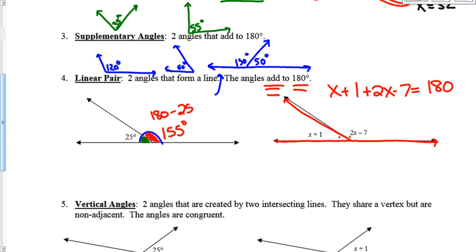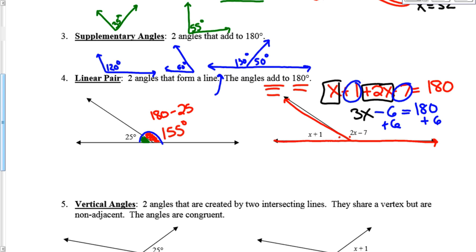So now I'm going to solve my equation. Square your variables, circle your numbers. x plus 2x is 3x. 1 minus 7 is negative 6. Add 6 to both sides. I get 3x is equal to 186. If I divide both sides by 3, I get x is equal to 62.